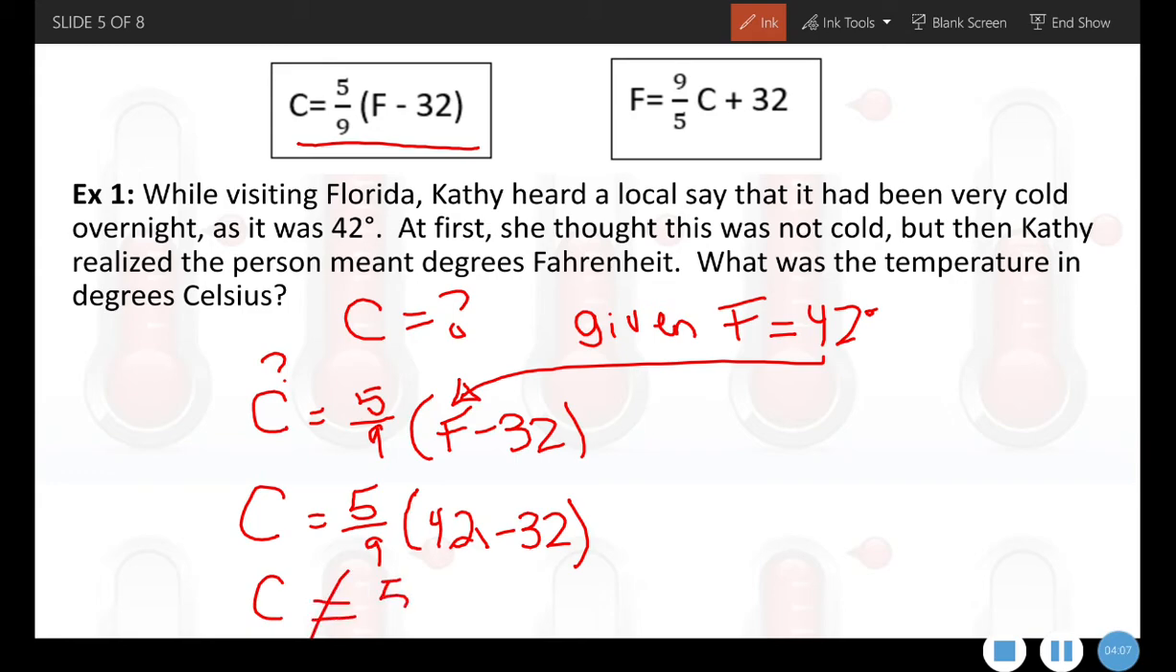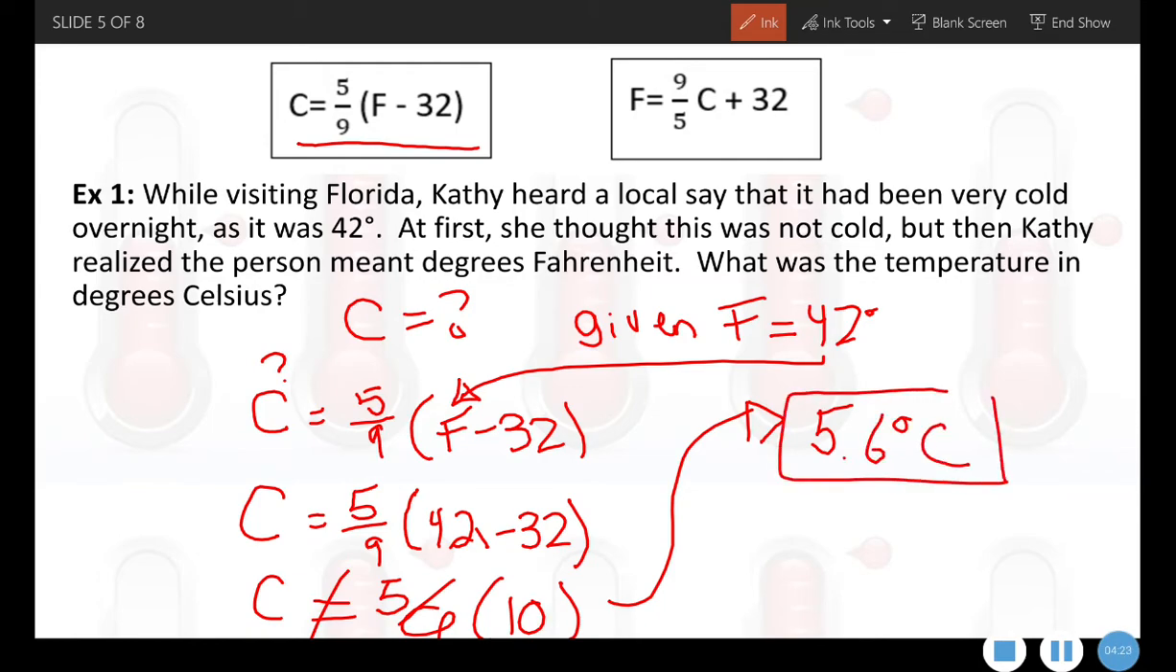So this would equal 5 over 9 times 10. And so I had to take 5 over 9 and times that by 10. So 5 over 9 times 10, I can just put that on my calculator, is about 5.6 degrees Celsius. I mean, it's chilly, but it's not like it's a negative temperature. But I guess if you're used to Florida weather, 5.6 degrees Celsius may be cold.